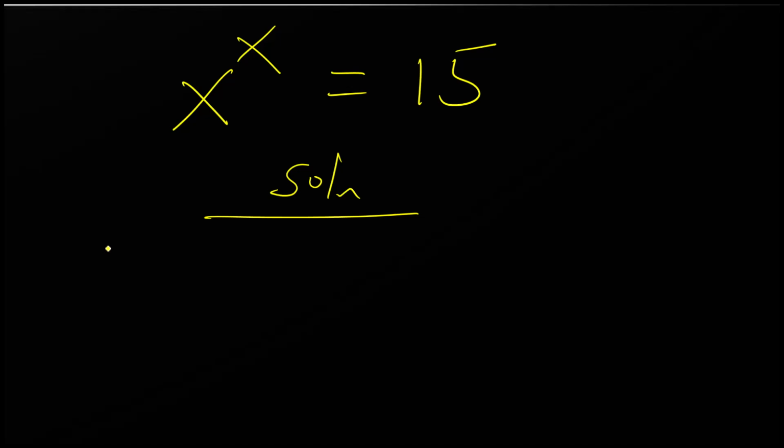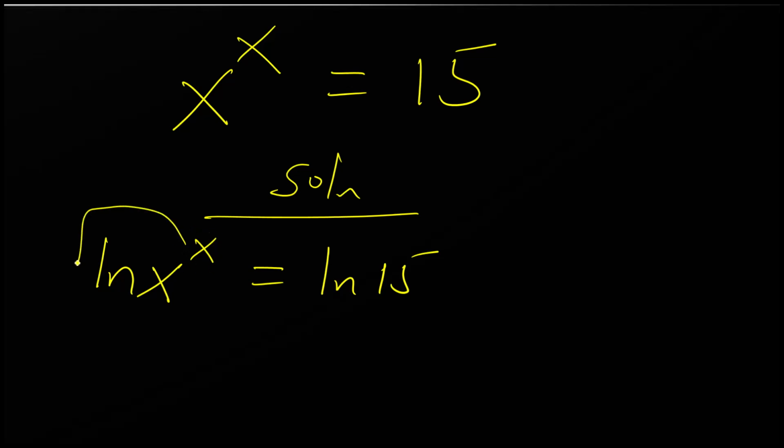I'll proceed with the natural log. ln of x raised to x equals ln of 15. So this one is a power rule which will come behind this. That will be x ln of x equals ln of 15. I'll write it well. Okay, so we are interested in x ln of x. Remember, we have the x.